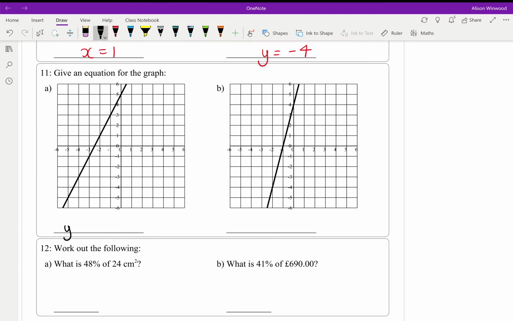So y equals, for every 1 square across, it's going 2 up, so it's 2x. And it crosses the y-axis at 5, so plus 5. This line is y equals, for every 1 square across it's going 4 up, so it's 4x, and it crosses the y-axis at 4, so it's 4x plus 4.